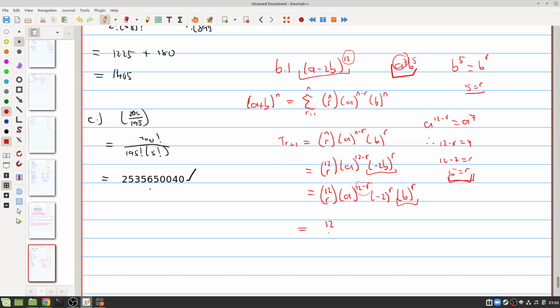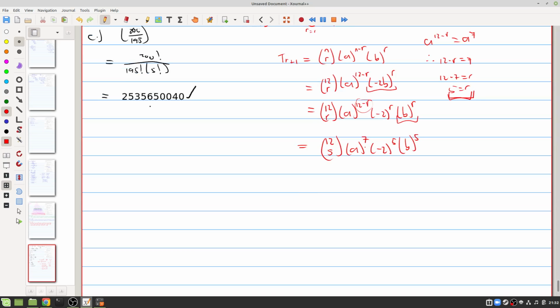So we're going to have 12 choose 5, a to the power 12 minus 5, negative 2 to the power 5, and then b to the power 5. Okay, and then we just work out these values. So basically we've got our 12 choose 5, we've got our negative 2 to the power 5, and then we just have our a to the power 7, b to the power 5. So this is what is going to be our coefficient.